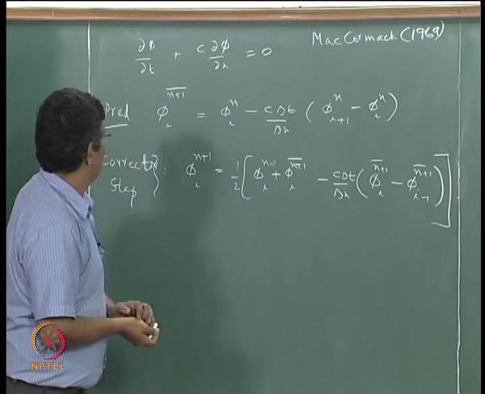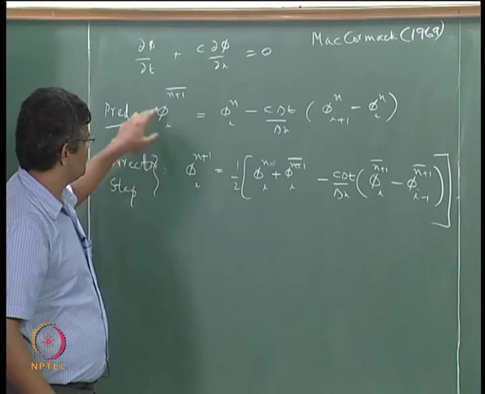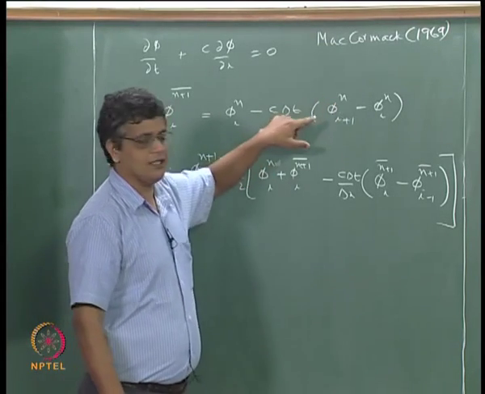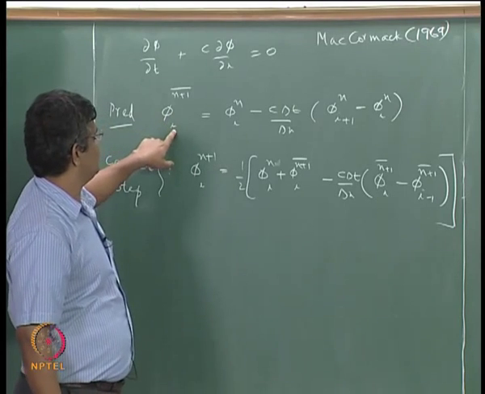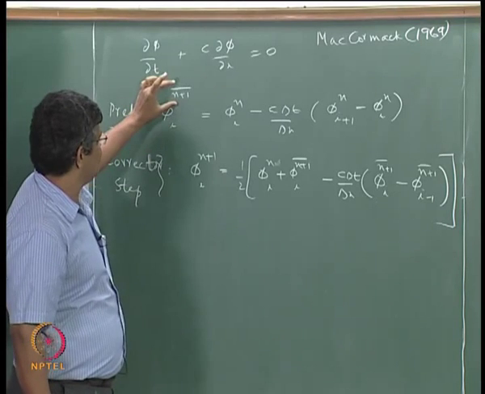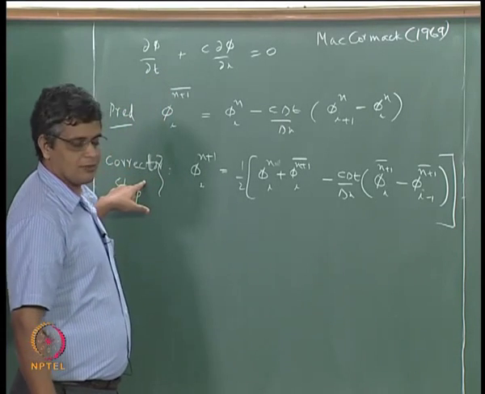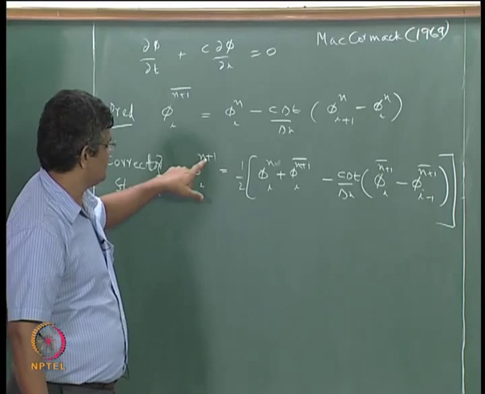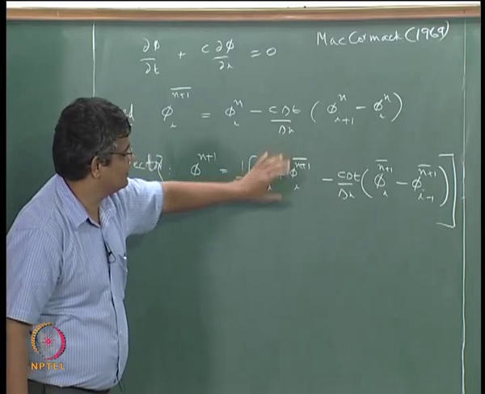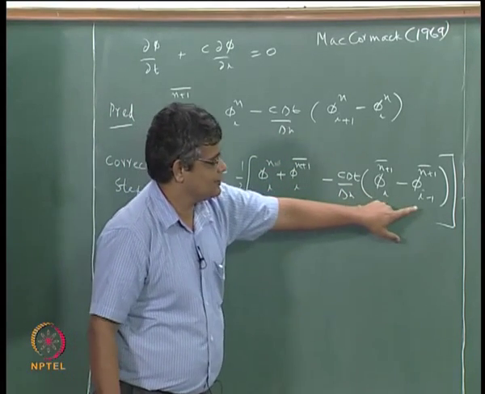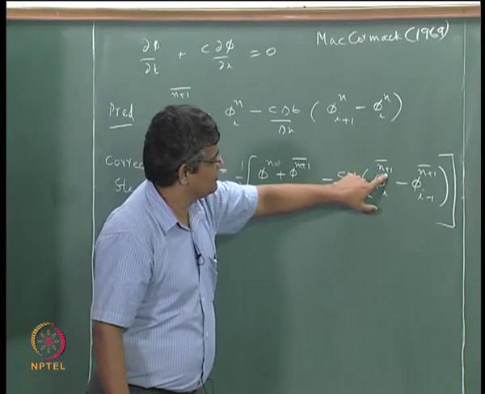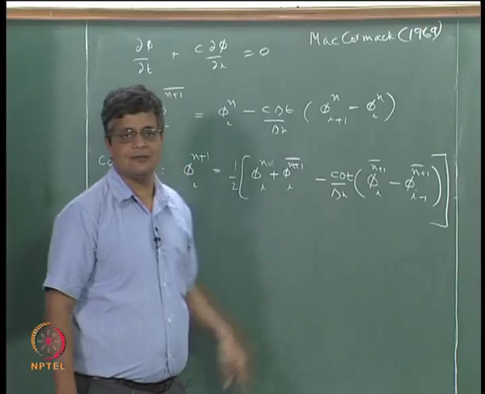So you go from phi i n to phi n plus 1 in 2 steps. In the predictor step, you make use of this explicit FTFS scheme to evaluate phi i values at the intermediate step for all i, and having known the phi i at n plus 1 bar for all i, we come to the corrector step, in which we evaluate phi n plus 1 as the original value plus the estimated predicted value, and a backward in space discretization of the space derivative, making use of the predicted values of phi i at that intermediate step.